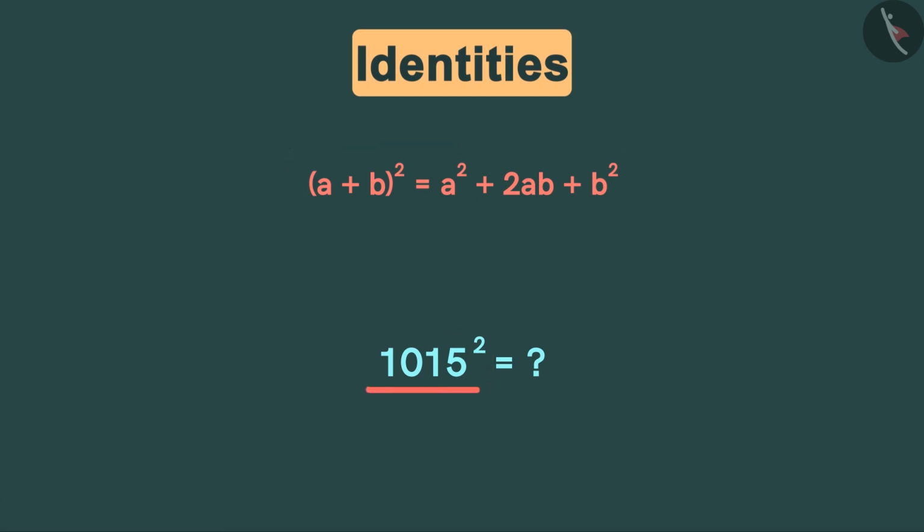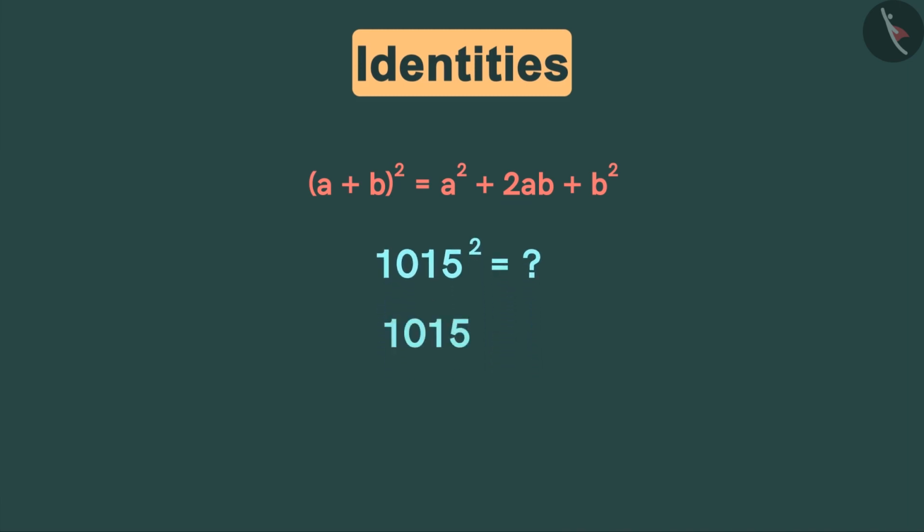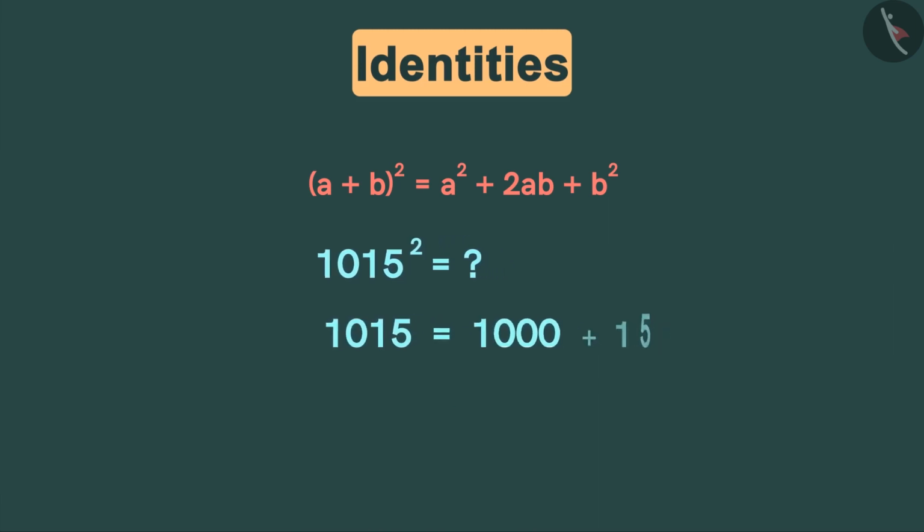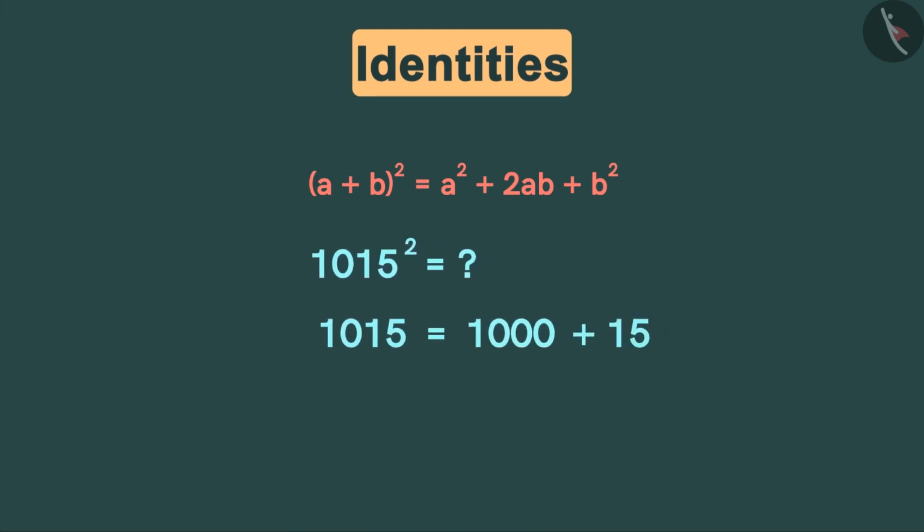Our first step will be dividing this large number into the sum of two simple numbers. So 1015 will be written as the sum of 1000 and 15. Now let's apply the identity. We will consider the value of a as 1000 and the value of b as 15. Now, we will apply the identity and expand this.